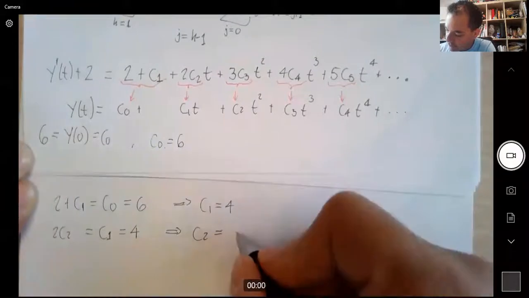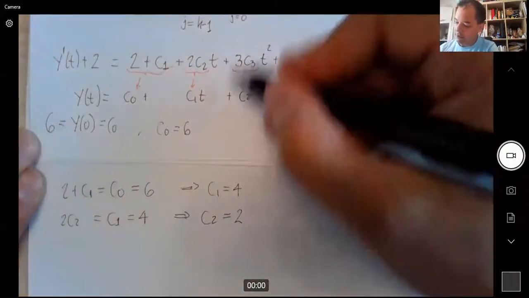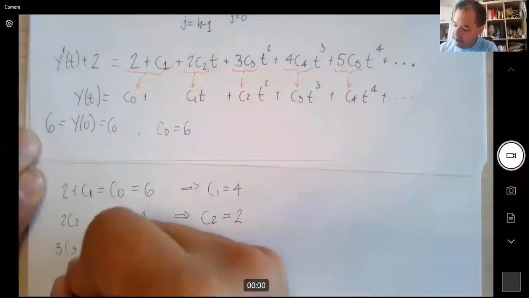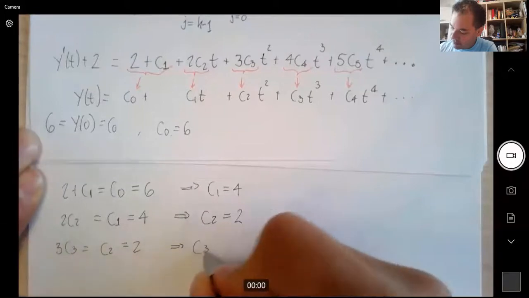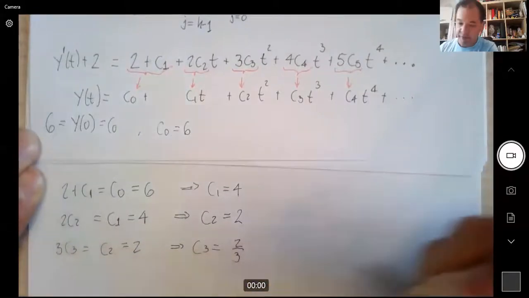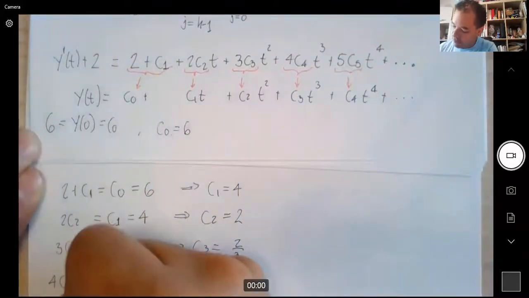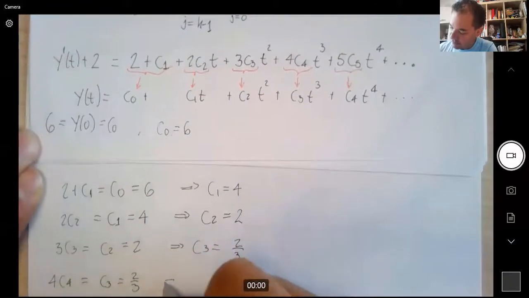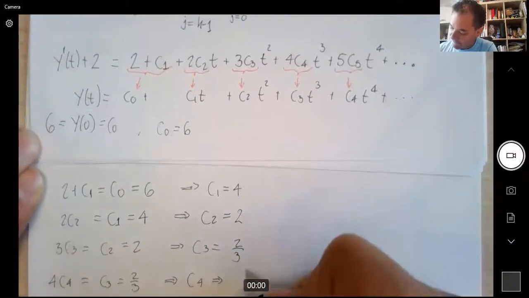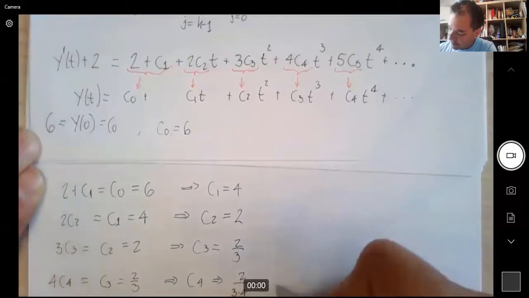Well, it is 2, right? And then we go to this one. 3C3 is C2, which is 2. So then what is C3? 2/3, right? Then we go to the next one. 4C4 is C3, and C3 is 2/3. What is C4? Well, it is 2 over 3 times 4. So that's 1/6.